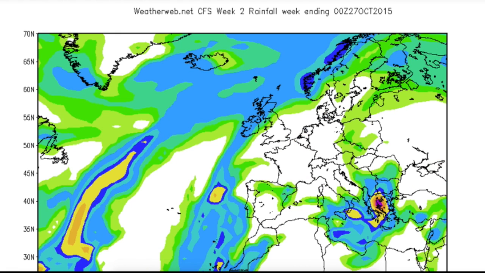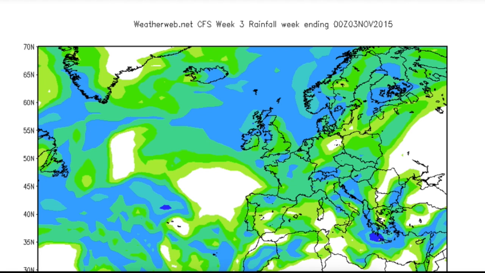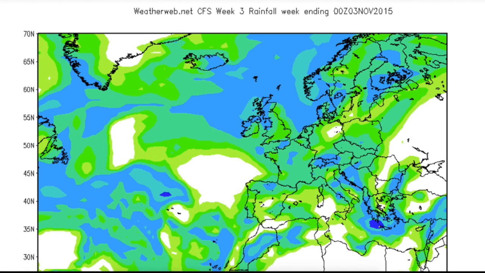Going into week 2, this is up to the 27th, and notice by then we've got rain across Scotland, some across Ireland as well, staying generally dry though across many southern parts of the country. And then heading into week 3, this is up to the 3rd of November, more unsettled conditions, trying to bring that westerly in. But notice it's always Scotland, Northern and Western Ireland that see most of the rain, really not that much across eastern and southern parts of the country.